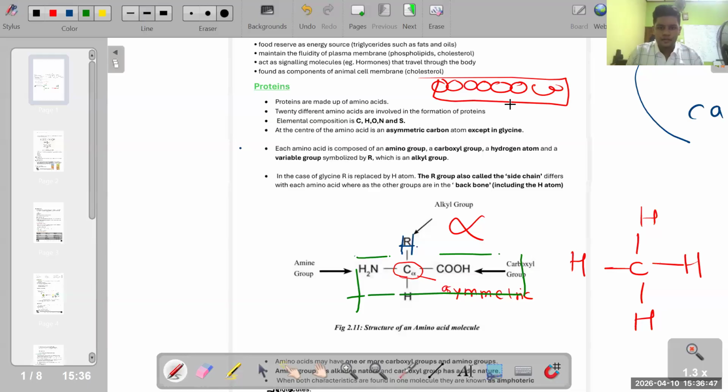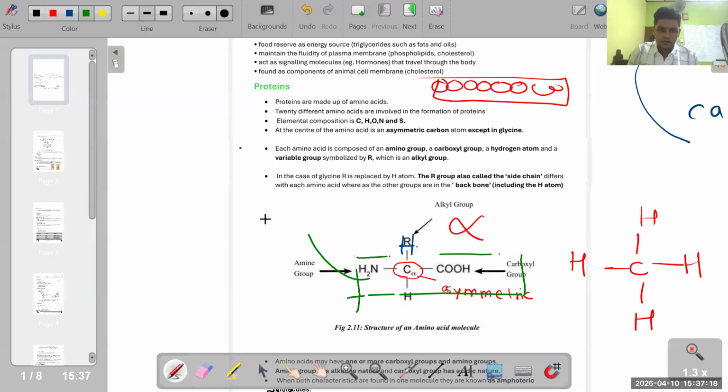Okay. In the case of glycine, R is replaced with a hydrogen atom. I said that in glycine, this R is replaced with hydrogen, so it is not an asymmetric carbon. The R group, also called the side chain, differs with each amino acid, whereas the other groups are called the backbone. Now see this. The green part that I have mentioned is actually called the backbone.